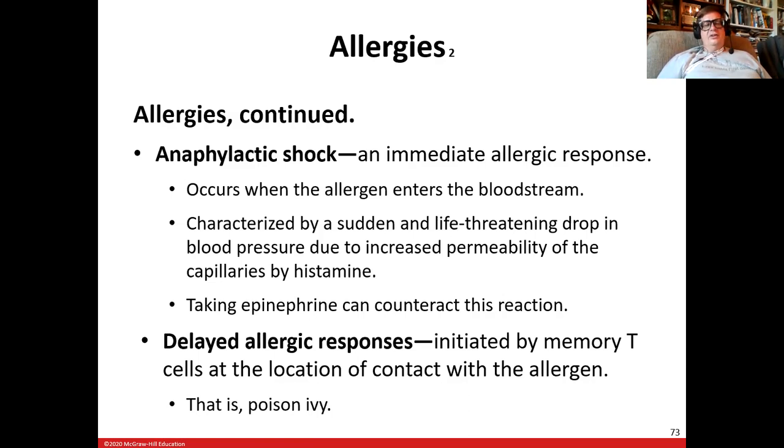You can also have a delayed allergic reaction. That's caused by memory T cells, where you got the exposure. An example is poison ivy.